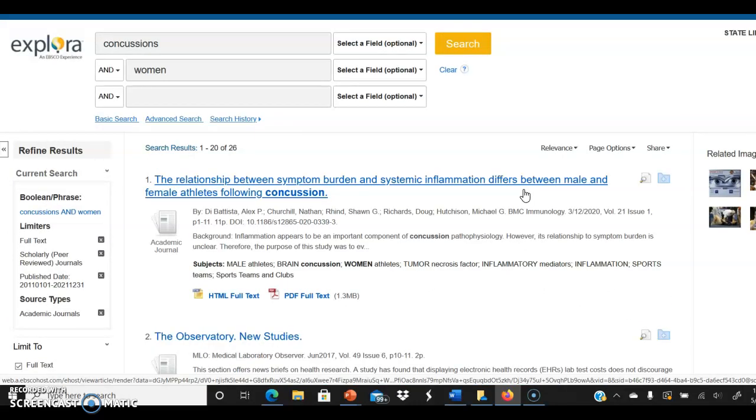And if you feel like these options are too narrow, you can always change your results and your Boolean phrases to make them bigger or smaller.